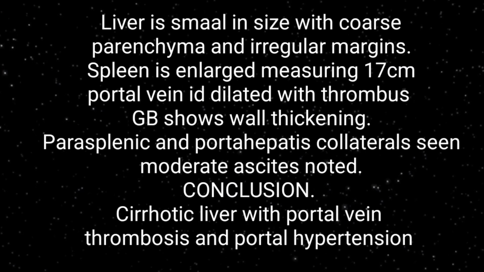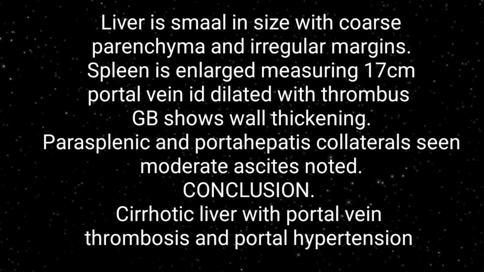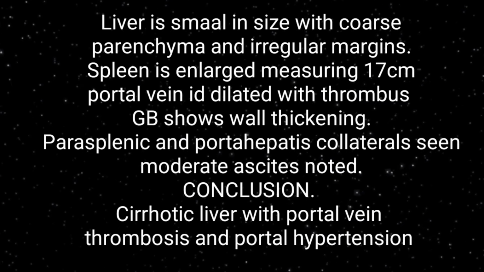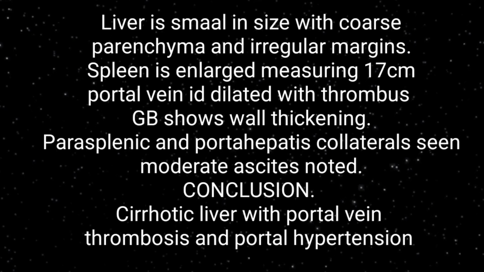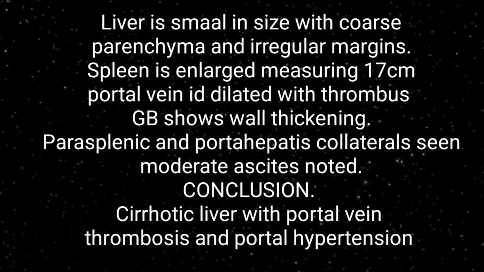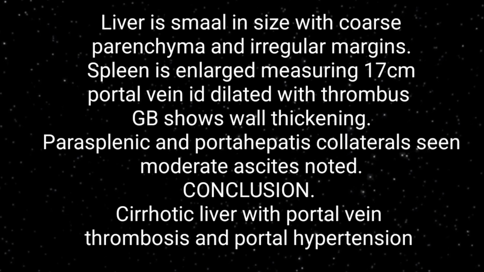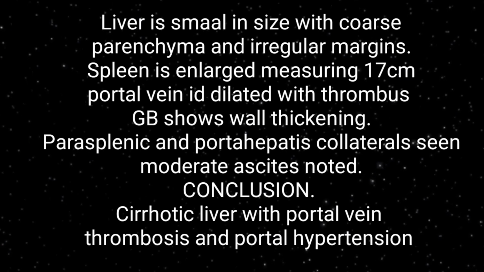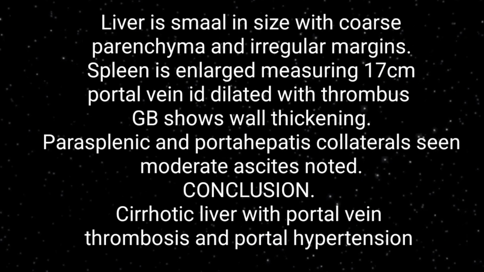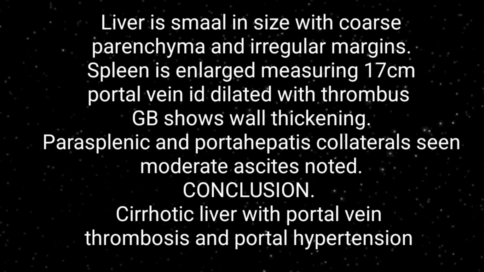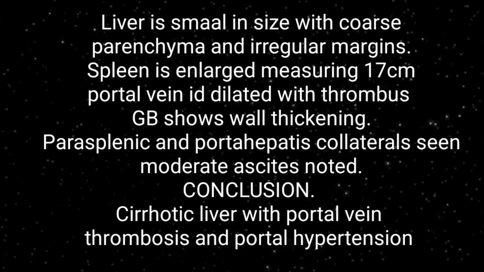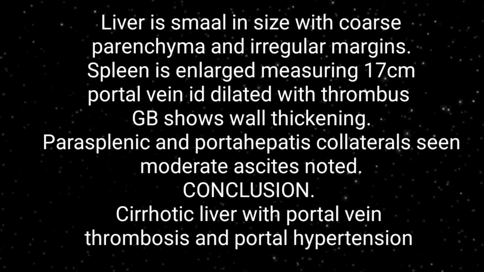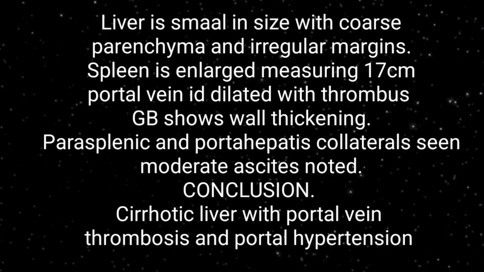While writing the report for cirrhosis, you have to mention that the liver is small in size with coarse parenchyma and irregular margins. Mention that the spleen is enlarged, and give its measurement. Also mention the portal vein that is dilated, or if you have seen thrombus, mention that there is thrombus. Mention that the gallbladder wall is thickened. Also mention that the splenic and porta hepatis collaterals are dilated, moderate ascites noted, and in the conclusion simply mention cirrhotic patient with portal vein thrombosis and portal hypertension.